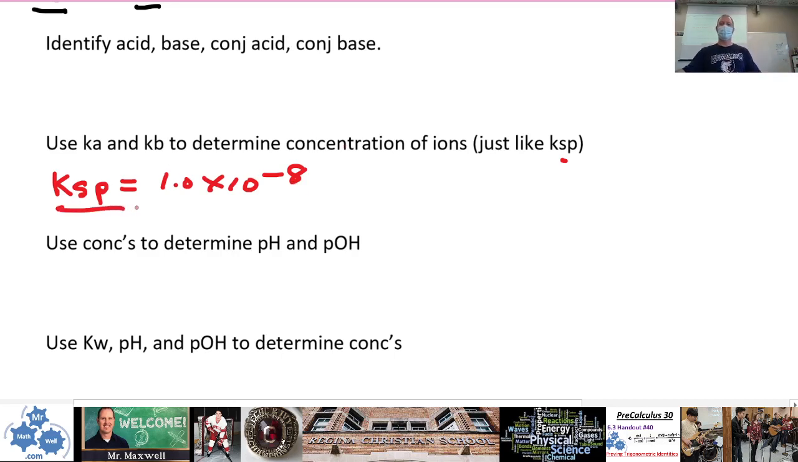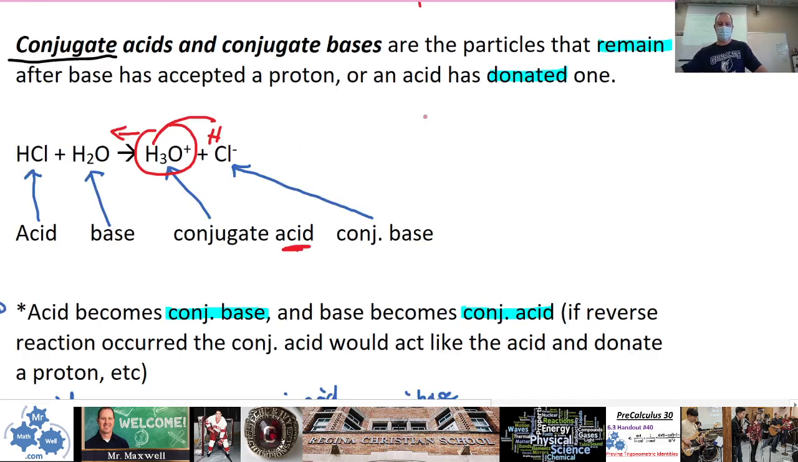But the Ksp, remember, is the solubility product. We don't add them, we multiply them. And what do we multiply? The concentrations of the ions, right? And so because we know what Ksp is, Ka and Kb are very, very similar. Ka is like the solubility product constant for an acid. Kb is like the solubility product constant for a base.